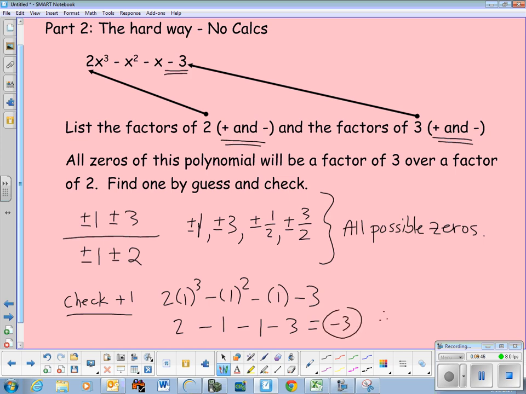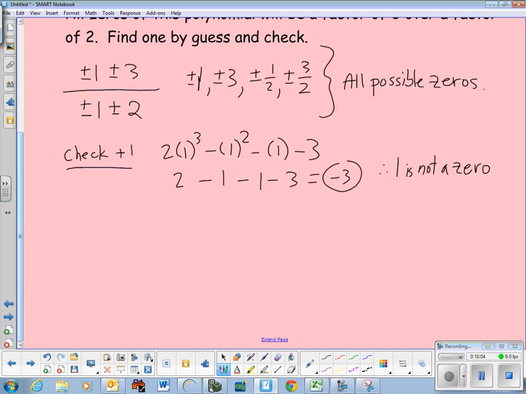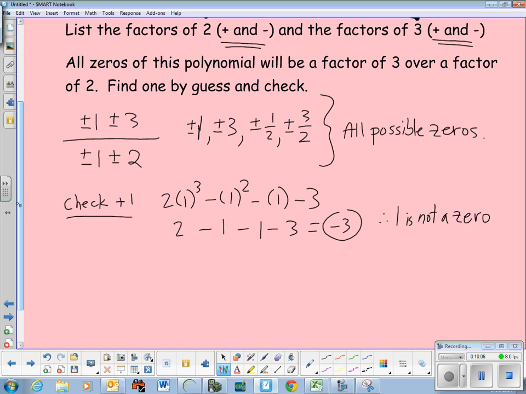Therefore, a little triangle of dots means therefore. 1 is not a 0, which implies that x minus 1 is not a factor. So at this point, I would have to keep guessing and checking until I found the one. I'm going to kind of cheat and go to one that I know, and I'm going to check and pause and be right back with you.